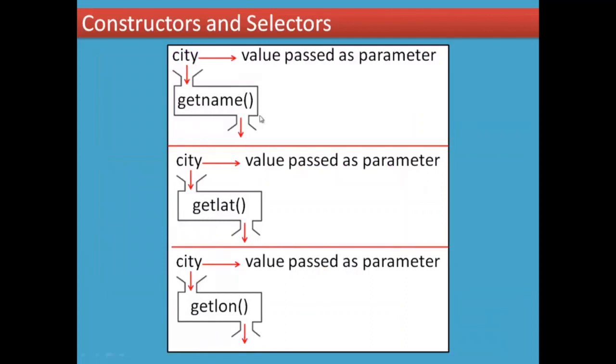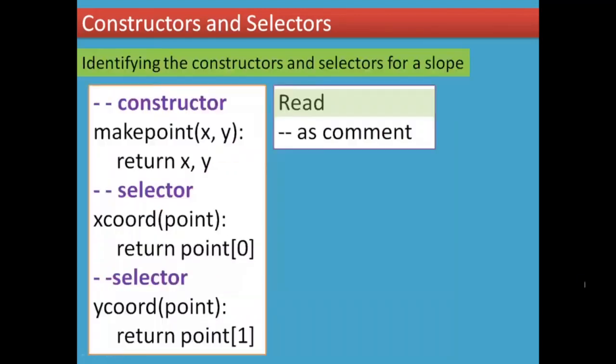So how are the values retrieved? City get name, we will be getting the name of the city. City get latitude, we will be getting the latitude. City get longitude, we will be getting the longitude of the city.